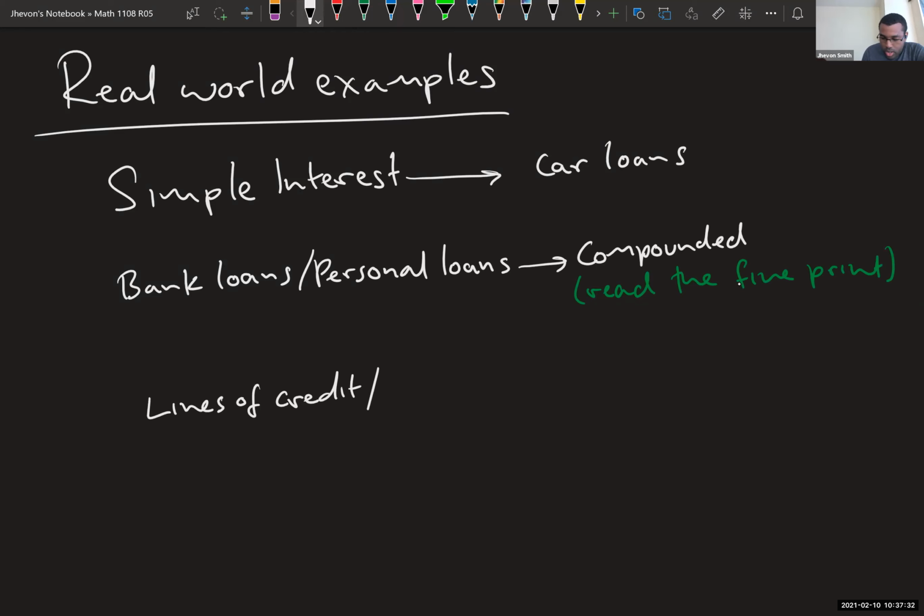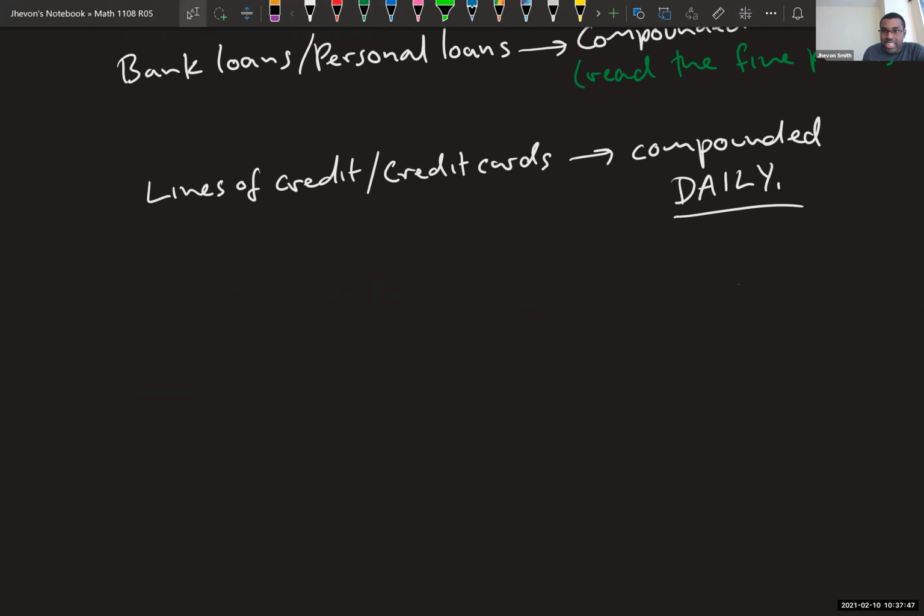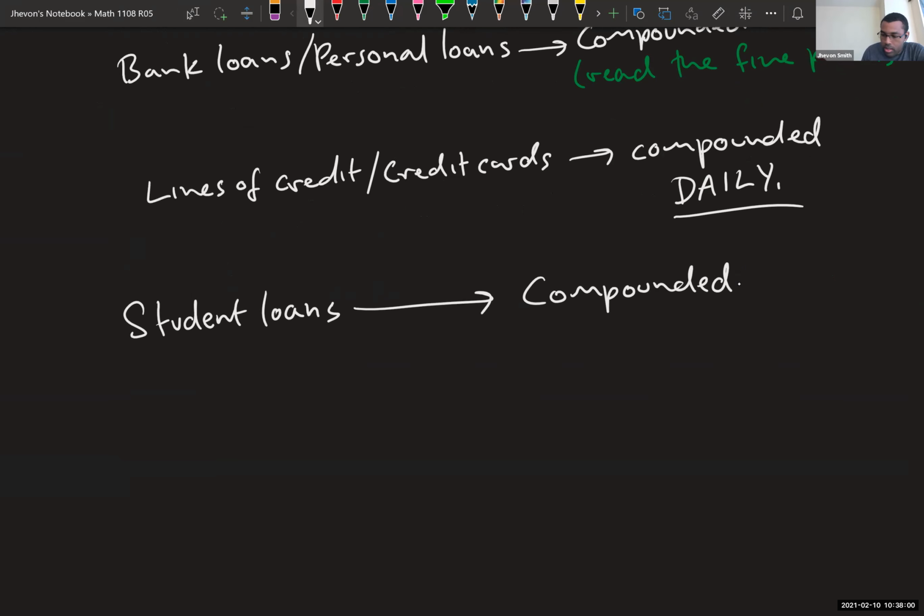Lines of credit or credit cards. These are compounded. Compounded daily, in fact. A credit card hits you with interest at the end of every day. Student loans. These are compounded, usually every day as well.